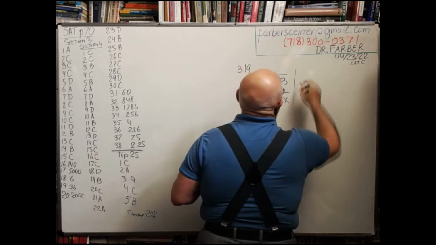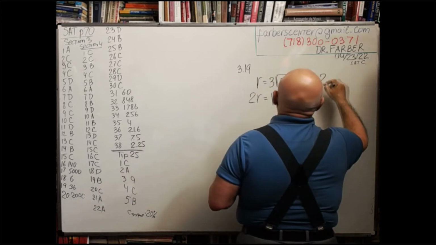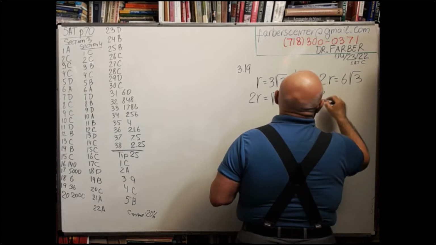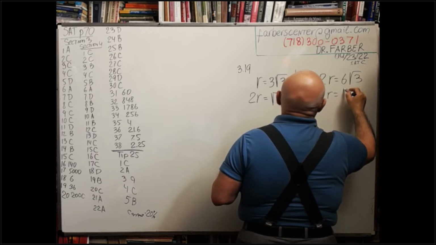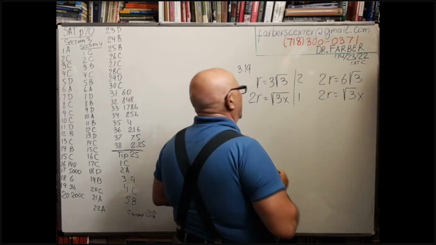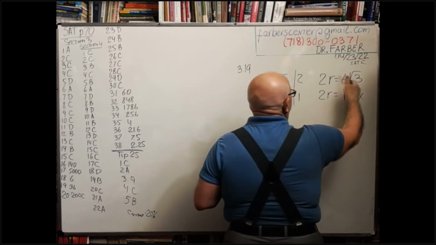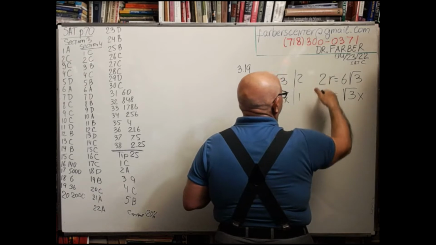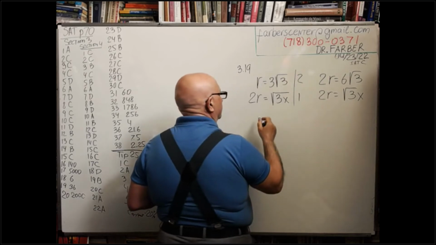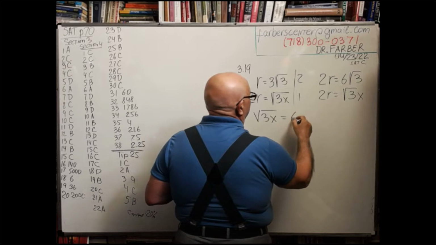Well, multiply this by 2, this by 1, system of equations, and you will have 2r equals 6 square root of 3, and 2r equals square root of 3x. You can subtract equations, or you can use the transitive property. If this equals this and this equals this, they equal each other. Doesn't matter how you do this. Square root of 3x equals 6 square root of 3.